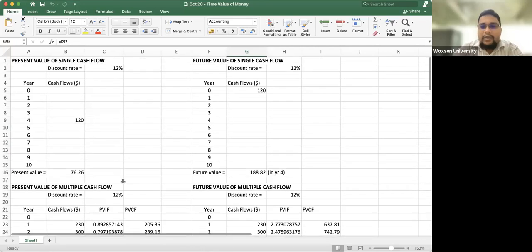Now, this is the file where we have done all the spreadsheet analysis of future value, present value of single cash flow versus multiple cash flow, different types of multiple cash flow like annuity, then perpetuity, and all this. Varshita and Dipshika, you can have the lead, no problem. Okay. So, do you remember this worksheet? Can you hear me? Yes, sir.